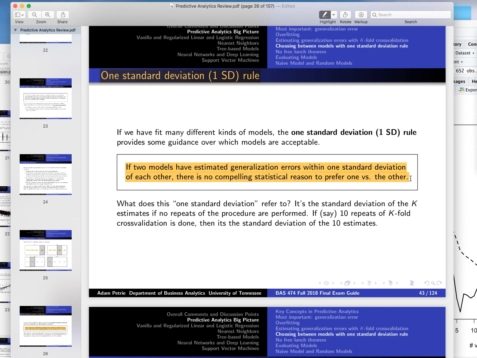So the statement of the one standard deviation rule is: when we're comparing two different models, if we find their estimated generalization errors are within one standard deviation of each other, there's really no compelling statistical reason to go for one versus the other. There's really a bona fide choice here, and you can feel free to choose whichever one you would like. Maybe you really want to do the simpler one. It had a slightly higher error. This says it's okay to do as long as those two errors are within one standard deviation.